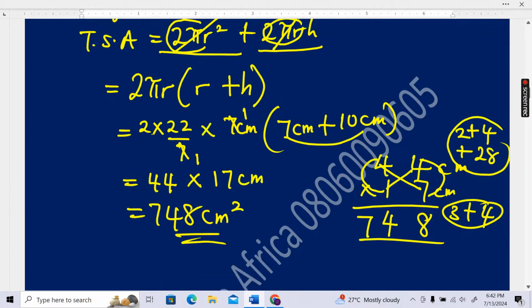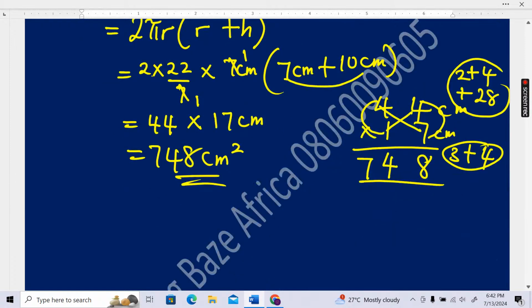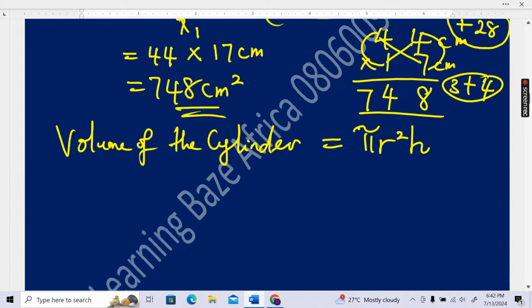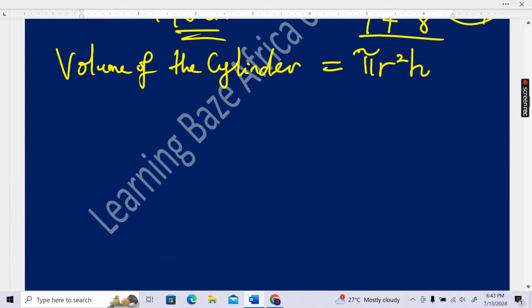Now, let's move on. If we are to find the volume of this cylinder, all right, volume of the cylinder also has its own formula. The formula is pi r squared h. That's the formula. The formula to finding the volume of a cylinder is equal to pi r squared h.